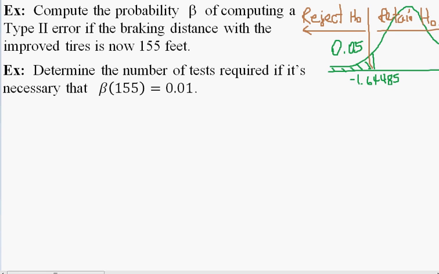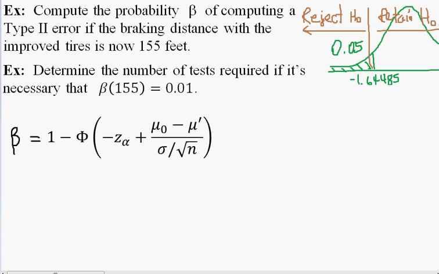We now consider a couple of follow-up problems to the braking problem. First off, we compute the probability of a type 2 error if the braking distance has decreased to 155 feet. And lastly, we determine the number of tests required if it's required that the probability of committing a type 2 error with mu equal to 155 is equal to only 1%. To get started on this, we'll take a look back at the formula for beta under a new null hypothesis.